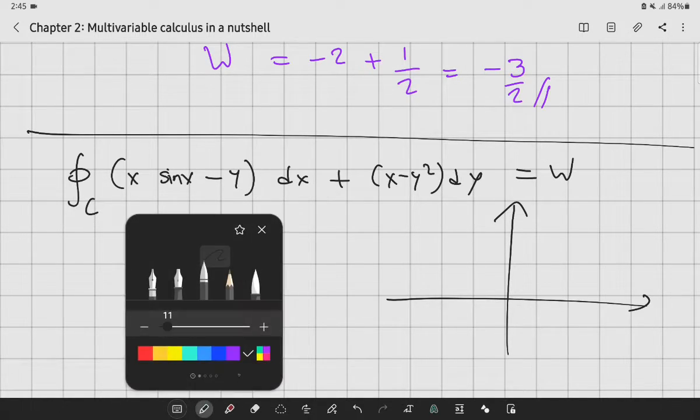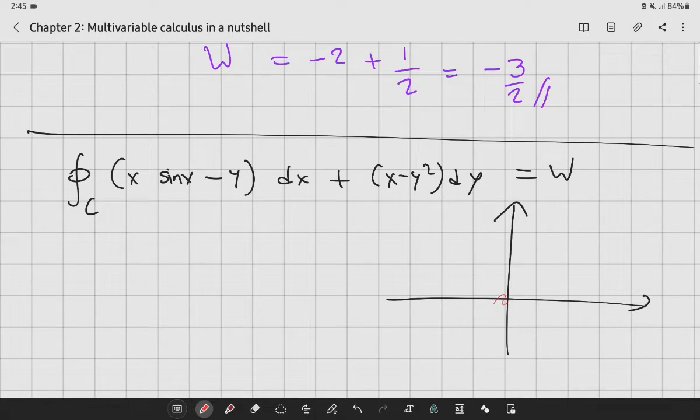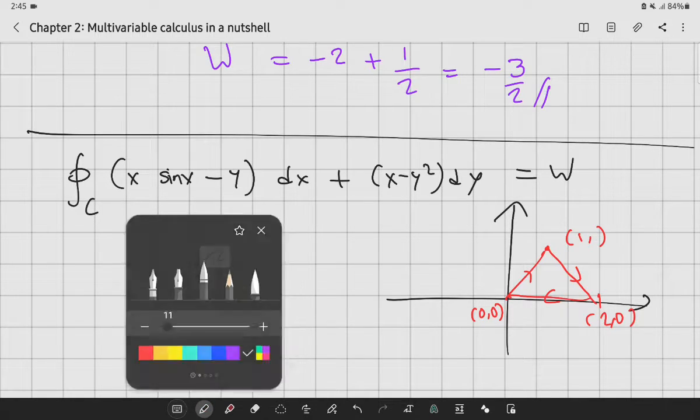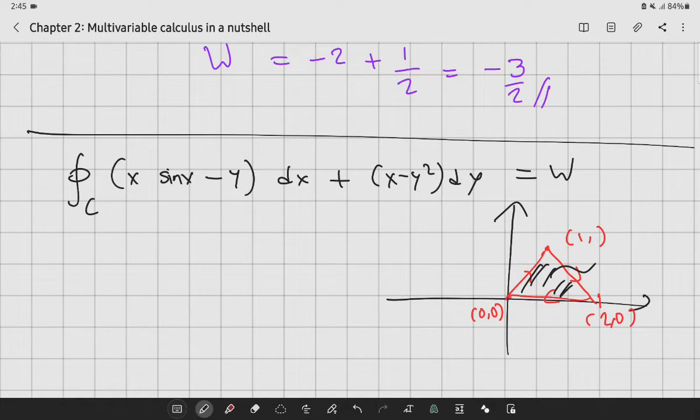My path c is something like this. I have 0 0, I have 2 0, and I have something in between, 1, 1. The path goes something like this. Okay, this time you can use Green's theorem directly. Why is that? Because you have a closed path with a region R. Let's say this is the xy coordinate.